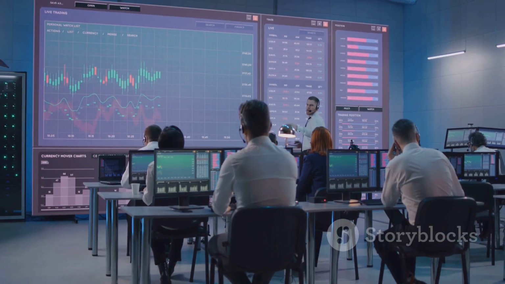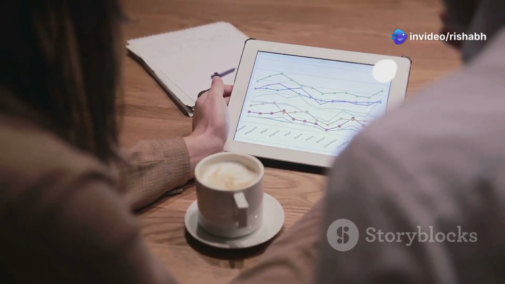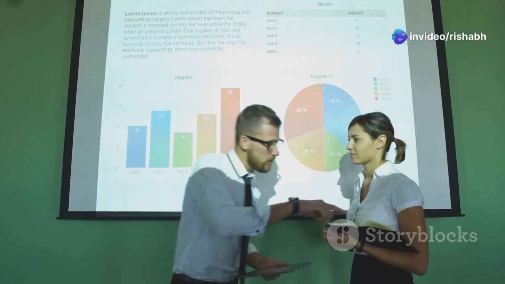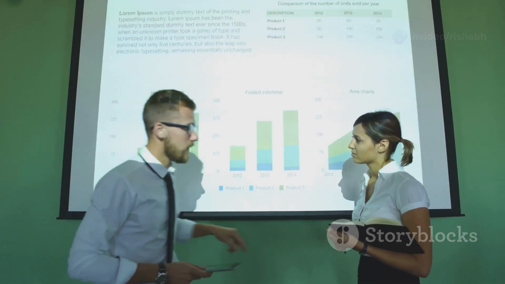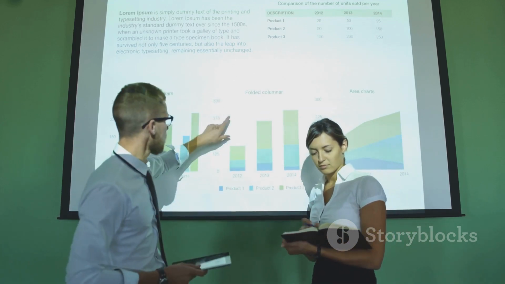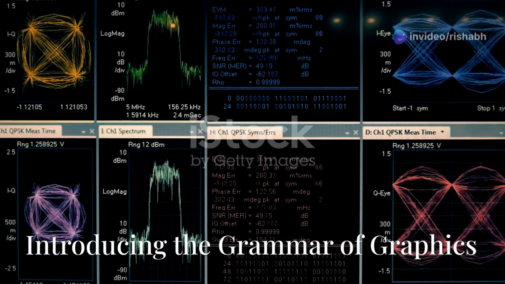Data visualization is not just for scientists and researchers, it's a powerful tool for anyone who wants to understand the world around them. Whether you're a business owner tracking sales, a teacher explaining a concept, or a citizen exploring government data, visualization can help you make sense of information and communicate it effectively.